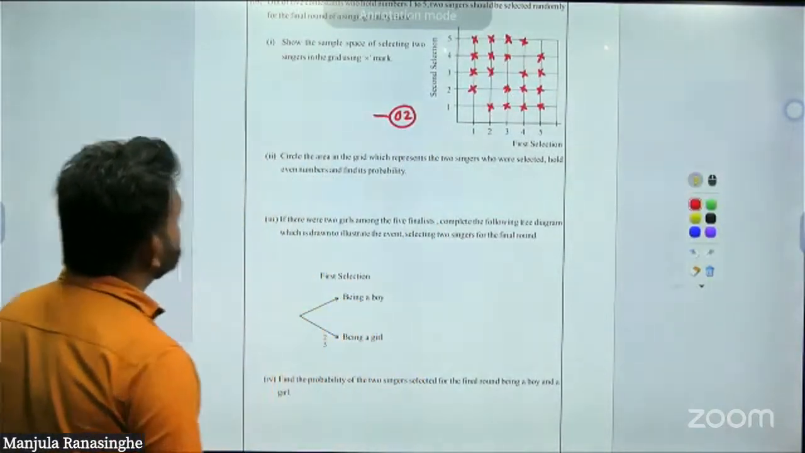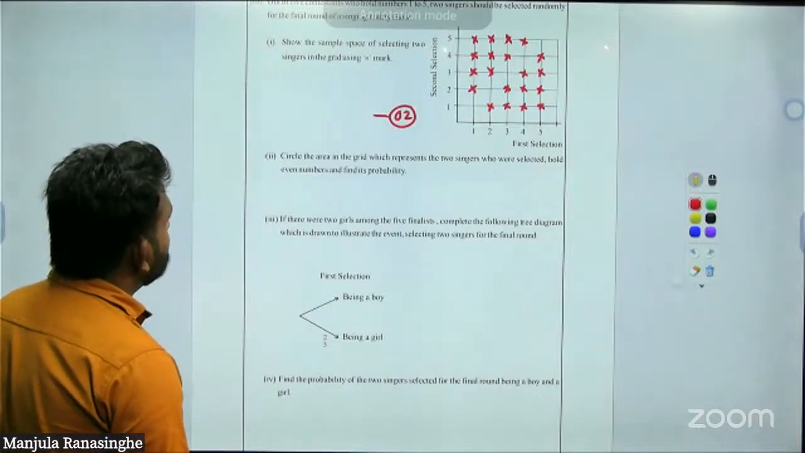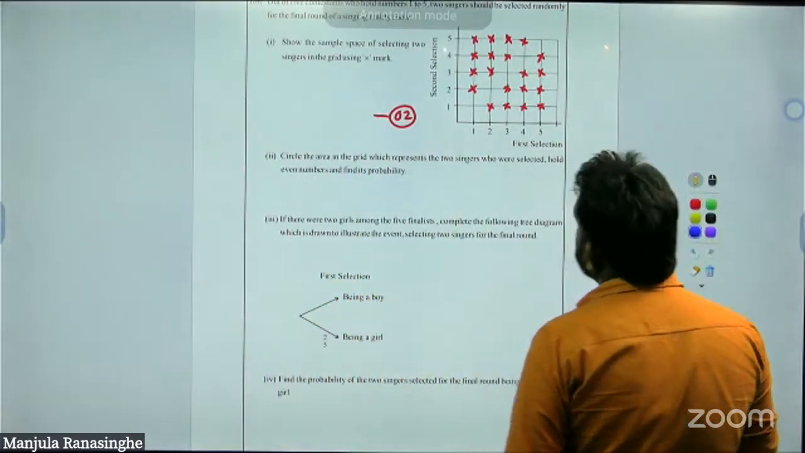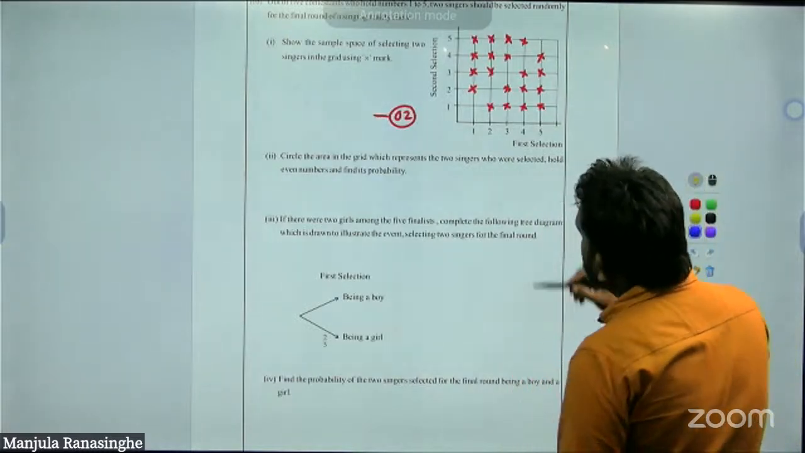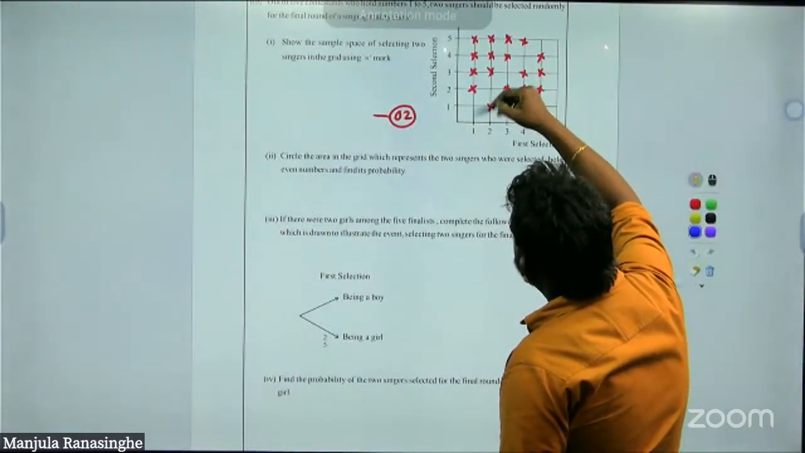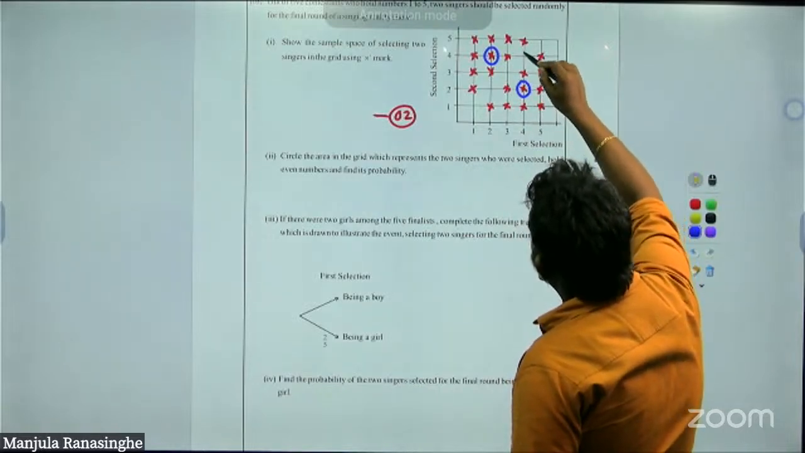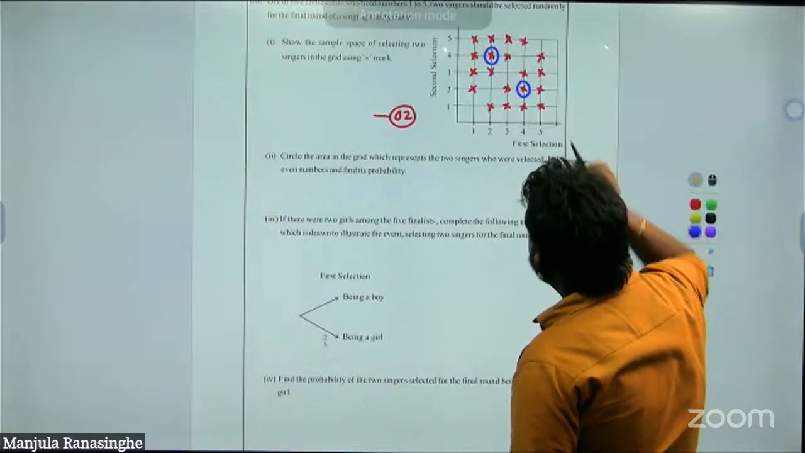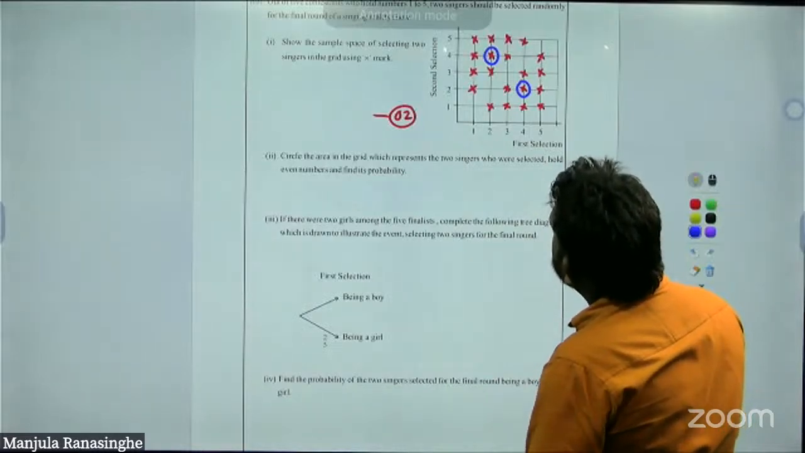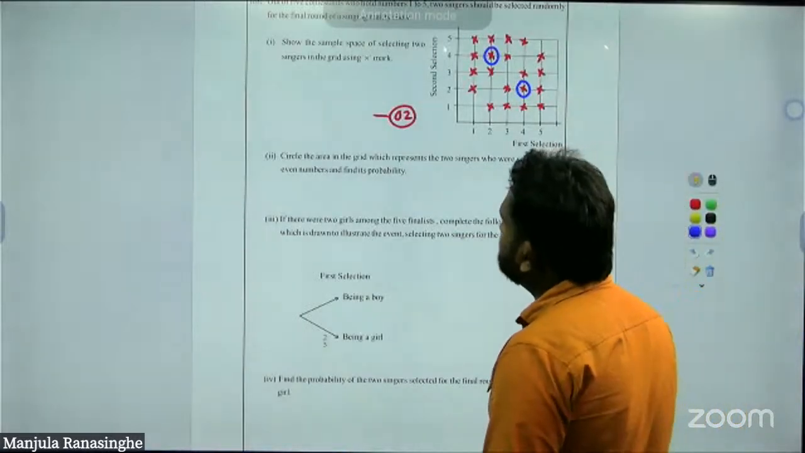Then circle the area in the grid which represents the two singers who were selected holding even numbers, and find its probability. Two selected singers having even numbers, that means both have even numbers. 1 cannot, then 2 can be selected with 4. Here 3 cannot, then 4 can be selected with 2. 4 4 cannot, and 5 cannot. So only these two events have both even cards. Yes. Okay, right, circle those.